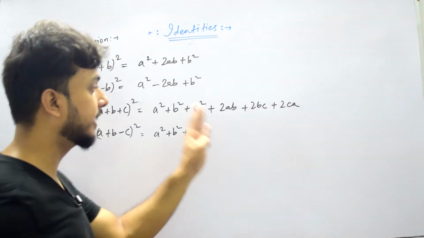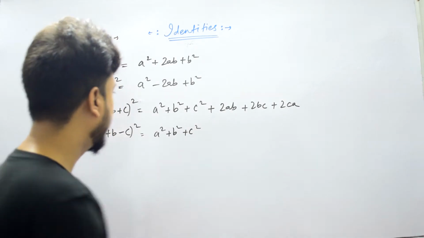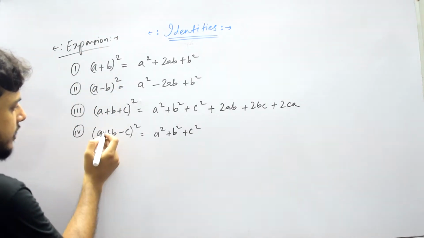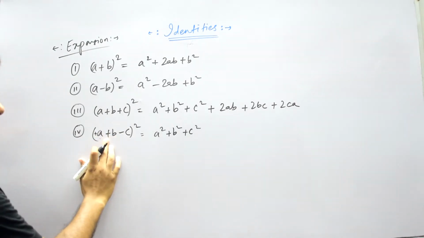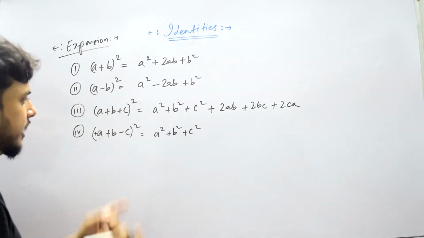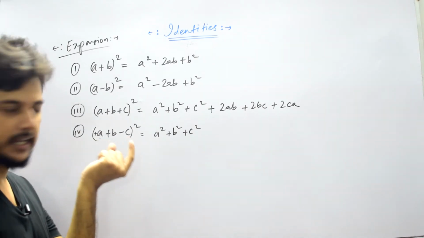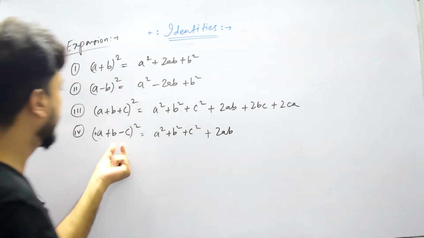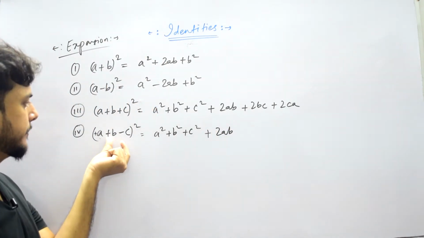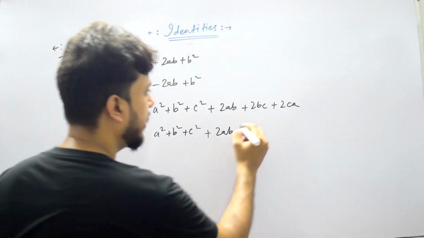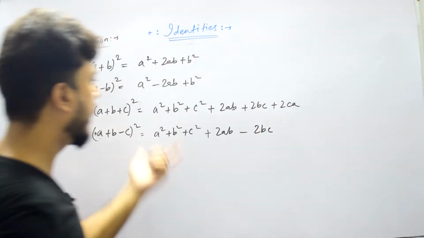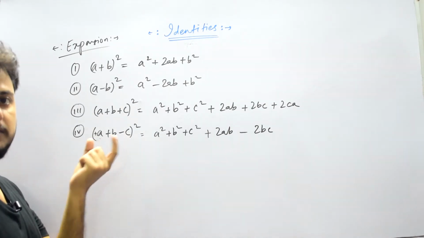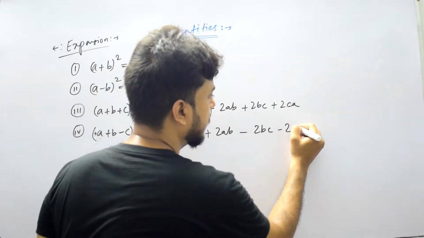And then the main difference is here. In front of a there is plus, in front of b there is plus, in front of c there is minus. Now 2ab has a and b, both positive, so it will be plus 2ab. The second term is b and c: b is plus, c is minus, so plus into minus will be minus 2bc. And the third term is 2ca: c is negative, a is positive, plus into minus is minus, so minus 2ca.